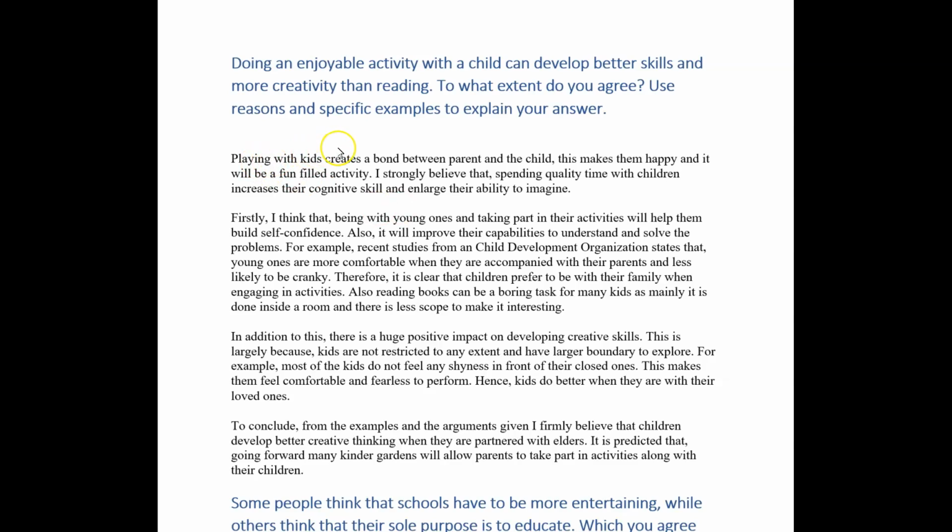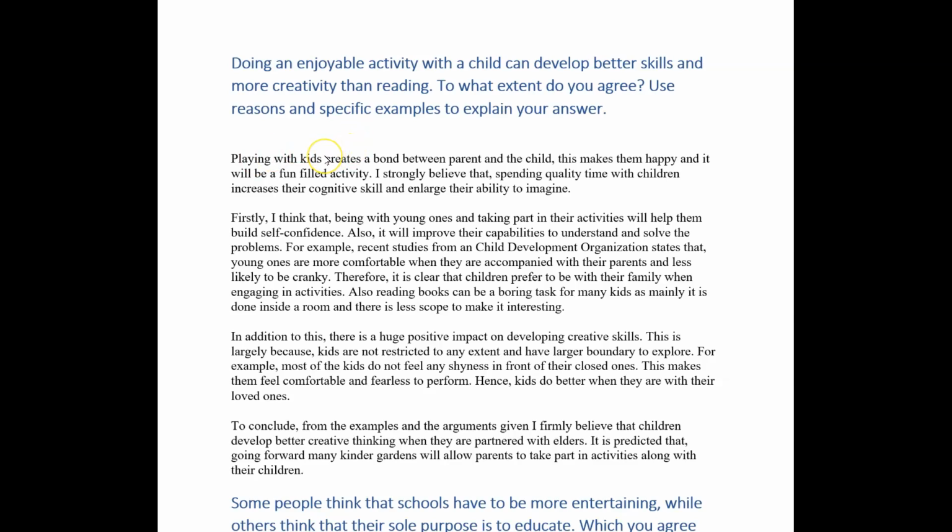Playing with kids creates a bond between parent and the child. This makes them happy and it could be a fun-filled activity. I strongly believe that spending quality time with children increases their cognitive skills and enlarges their ability to imagine. Okay, quite a few little grammar issues here. You could have "experts agree that" or "there is no doubt that". You could start with something stronger here.